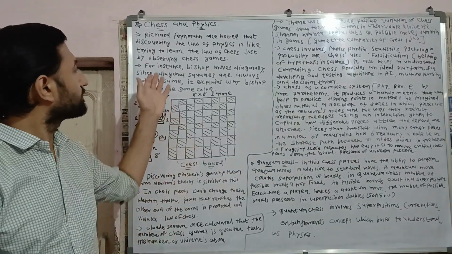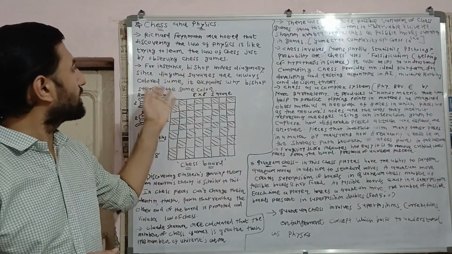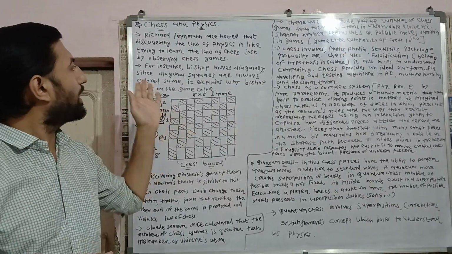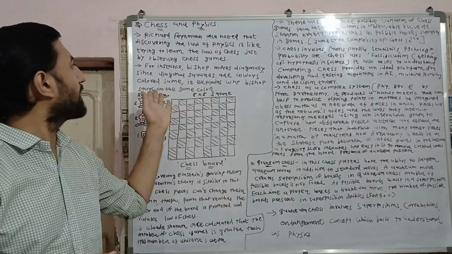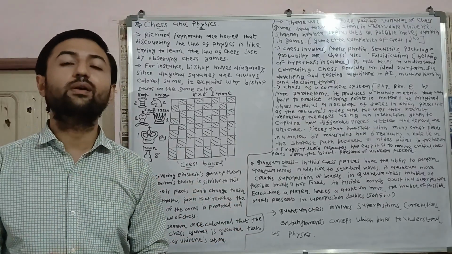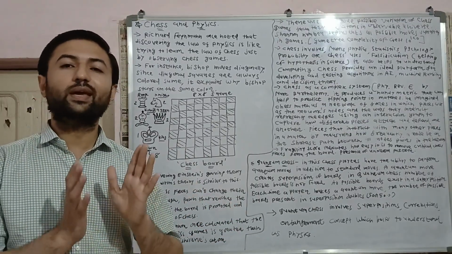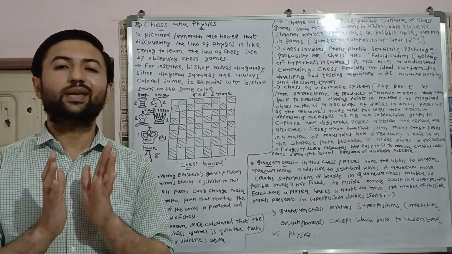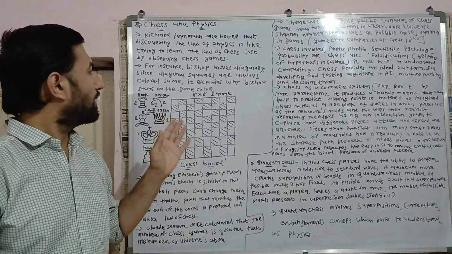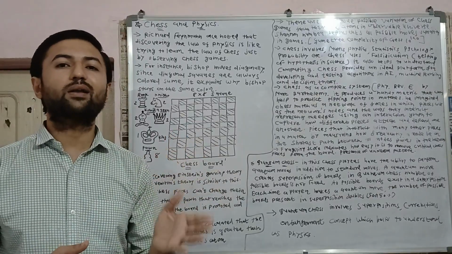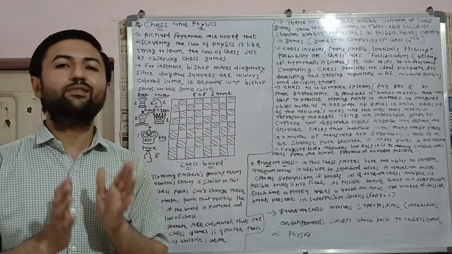For instance, bishop moves diagonally. Since diagonal squares are always the same color, it explains why bishops stay on the same color. So this is how, just by observation, without knowing the actual rules of chess, you can understand how the chess game works. Let us see how these laws of chess are relatable in physics.